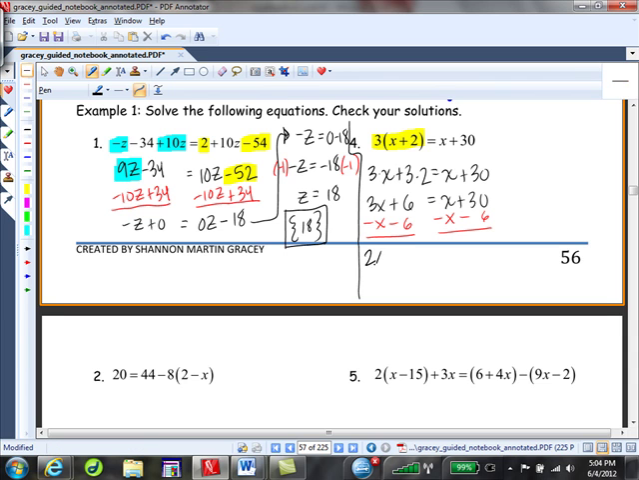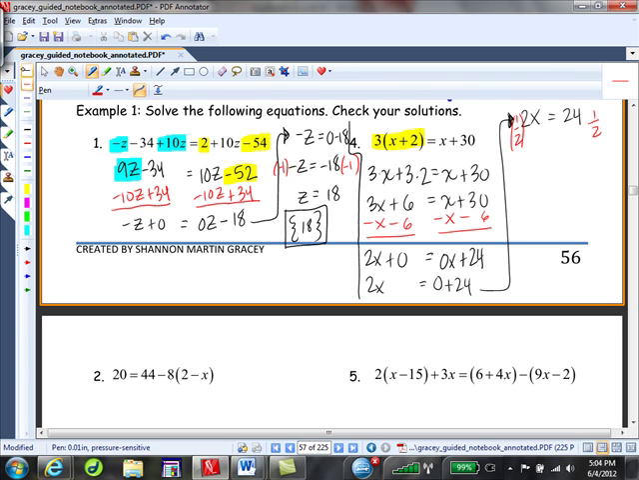This will give us a result of 2x's plus 0 is equal to 0x's plus 24. This gives us a result of 2x is equal to 0 plus 24. 2x is equal to 24. Now I need to multiply both sides by 1/2 to get a 1 coefficient in front of the x. This gives me 1x is equal to 12.